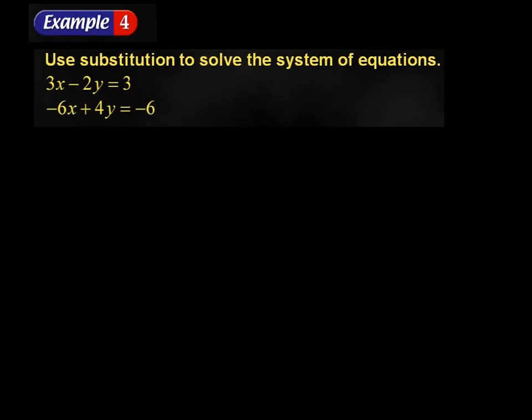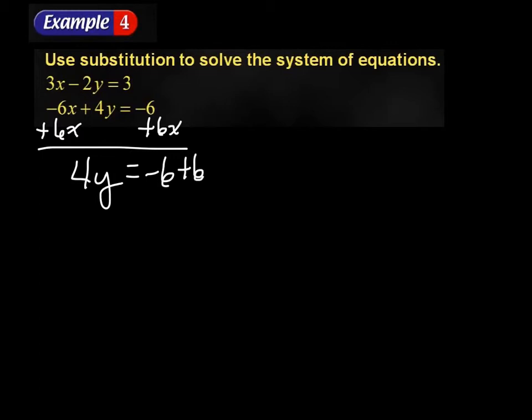I pondered this one for a while. There's not a really nice variable to solve for. Everything has a coefficient. So I guess I'm just going to solve for y in the second equation just because it's easy for me to write. No better reason than that. So I'm going to add 6x to both sides. So I have 4y equals negative 6 plus 6x, and divide both sides by 4. Ew. So y equals, I guess, reduce the fractions. So 6/4 would be 3/2.